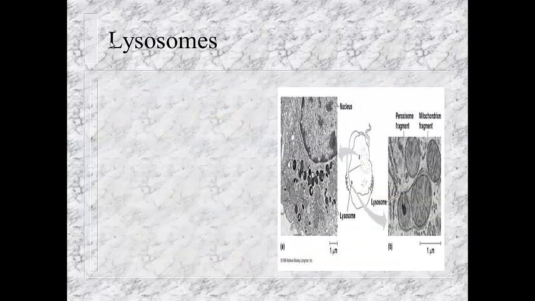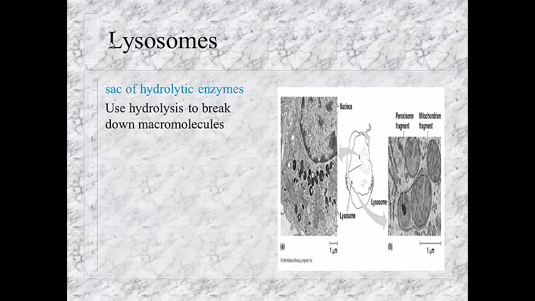Bam, lysosomes. So what these are going to be is a sack of hydrolytic enzymes, essentially proteins that use hydrolysis to break apart macromolecules. There's about 36 different enzymes in those things, so they can break down essentially 36 different items. They use phagocytosis, which we'll talk about in the cell membrane section, which is essentially it engulfs various substances.